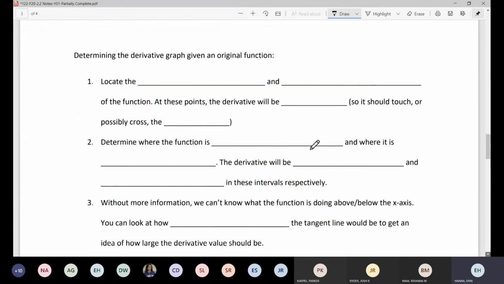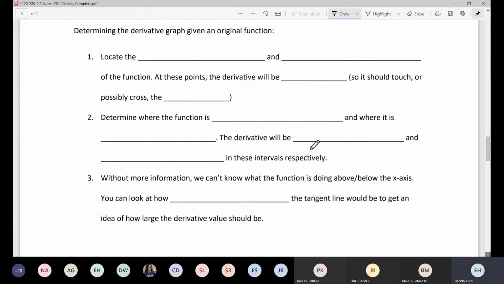So some notes. Determining the derivative graph, given an original function. How the frick are we going to do that? We have a couple things that'll help us out. The first thing you're going to want to do is locate the maximums and the minimums of the function. At these points, the derivative will be 0. That's the first thing I pointed out between those two. Wherever it crossed the x-axis, the original function had a max or a min.